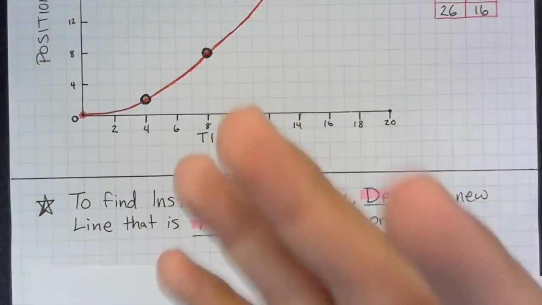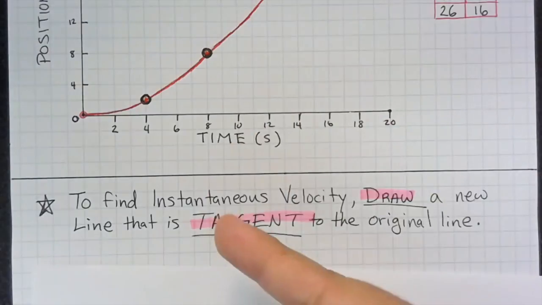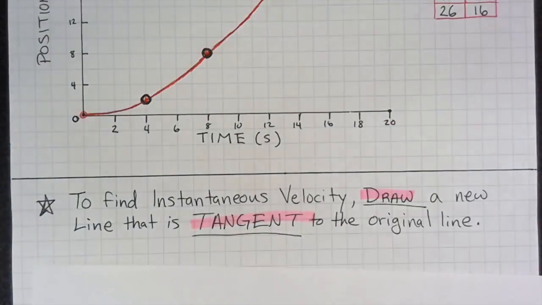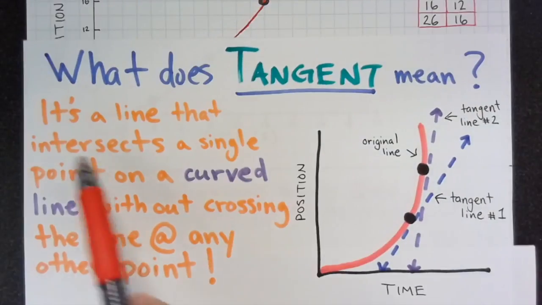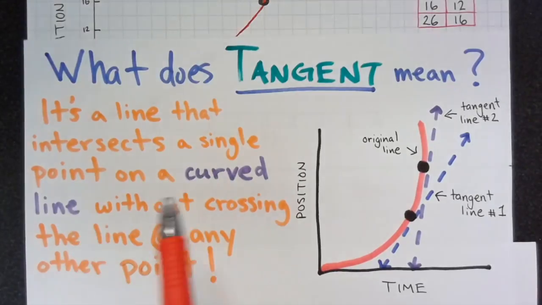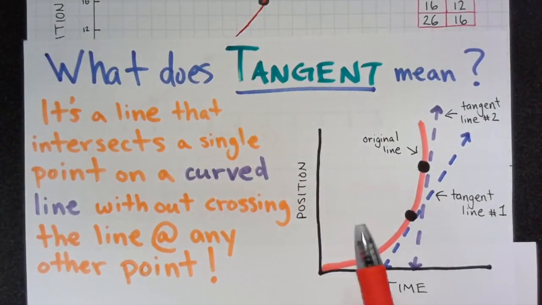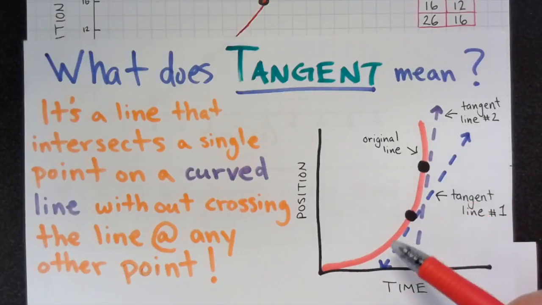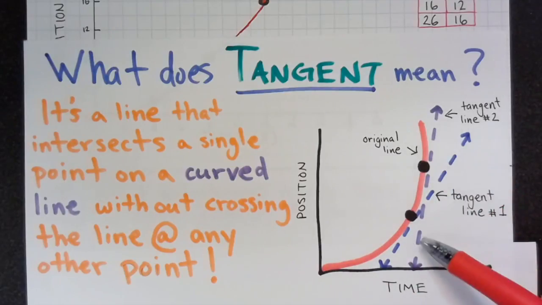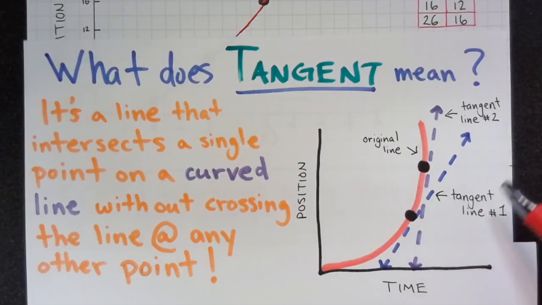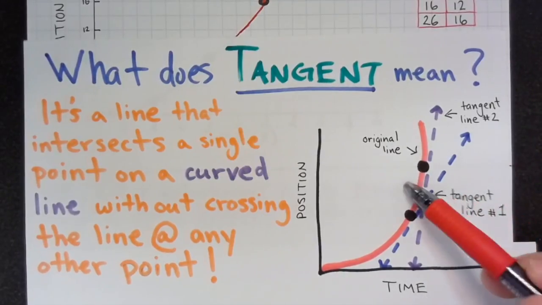So I know what a lot of you are probably thinking. What the heck does tangent mean? All it is is a line that intersects a single point on a curved line without crossing the line at any other point. Here is a mock-up of a position versus time chart. The red line is my original line. And here in blue and in purple, I have two different examples of a line that is tangent to the original line.